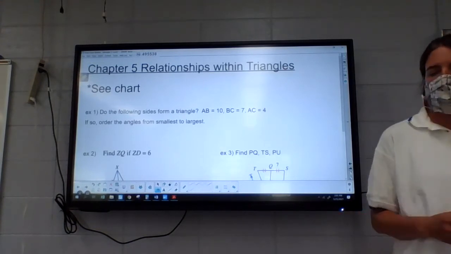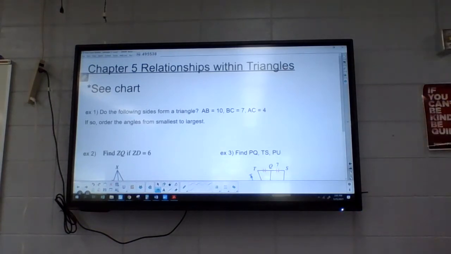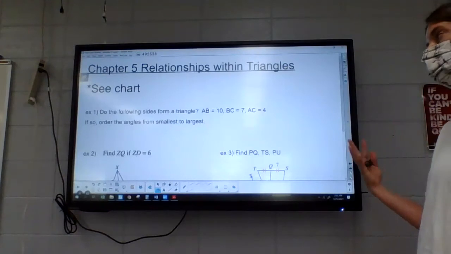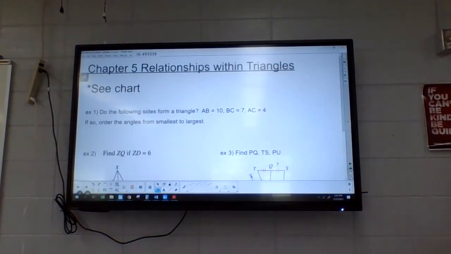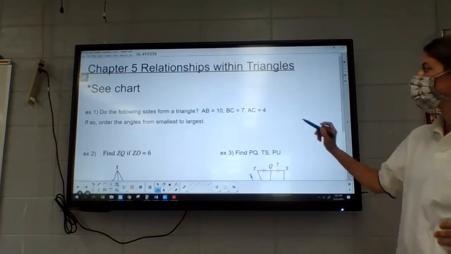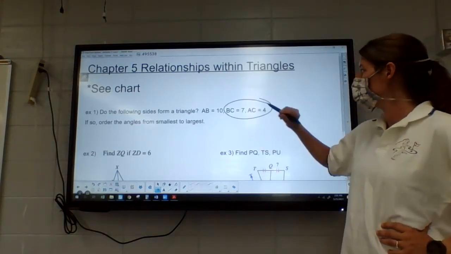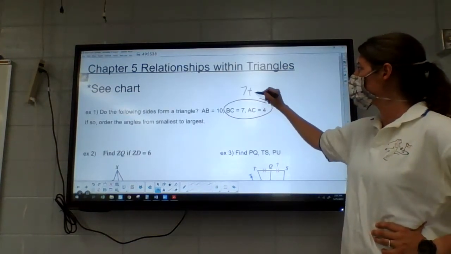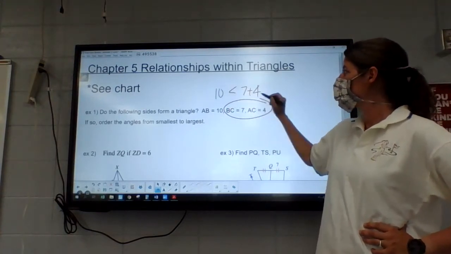The angles of a triangle. Some of these you're going to look back and be like, wow, that seemed like forever ago. It kind of was. They want to know the angles of these. Do these three sides form a triangle? And then if it does, list the angles from smallest to largest. How can we check if this would form a triangle? If the two smaller sides are greater than the big side. Yep, so 7 plus 4 is greater than 10, so it is a triangle.